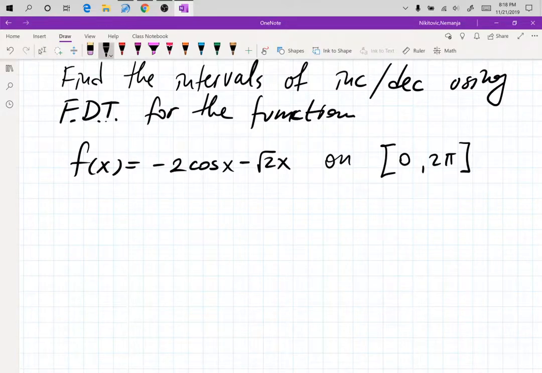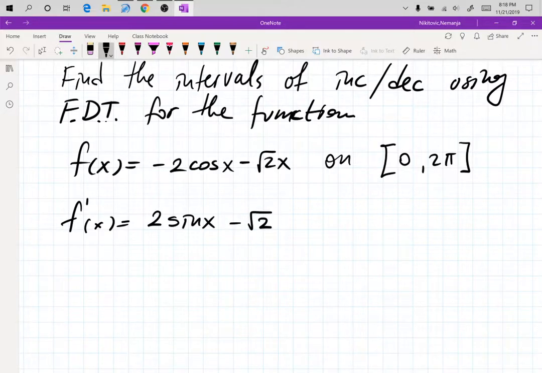So f prime of x is equal to, the derivative of cosine is negative sine, so that's going to kill the negative in front, and minus, we're just going to have a root 2 over there. Now we set this equal to 0 and we solve the equation. The equation is sine x equals root 2 over 2.